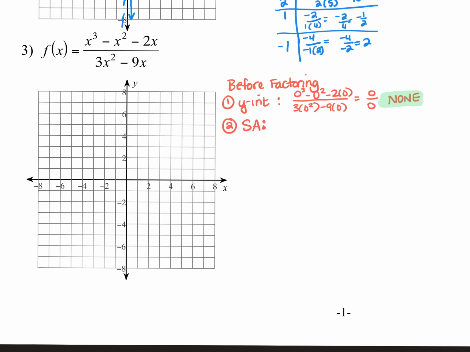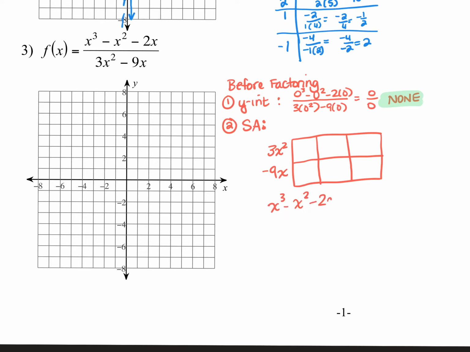Now, to find our slant asymptote, we have to do our division. So we set up our box. Everybody sets their boxes up a little bit differently. Sometimes you may see people write what you're dividing by over here. I tend to write it over here. So I'm going to write my 3x squared minus 9x on the left side, and then what I'm trying to make sure I get along the bottom. I have all my powers that I need. They're in descending order, so I'm good.